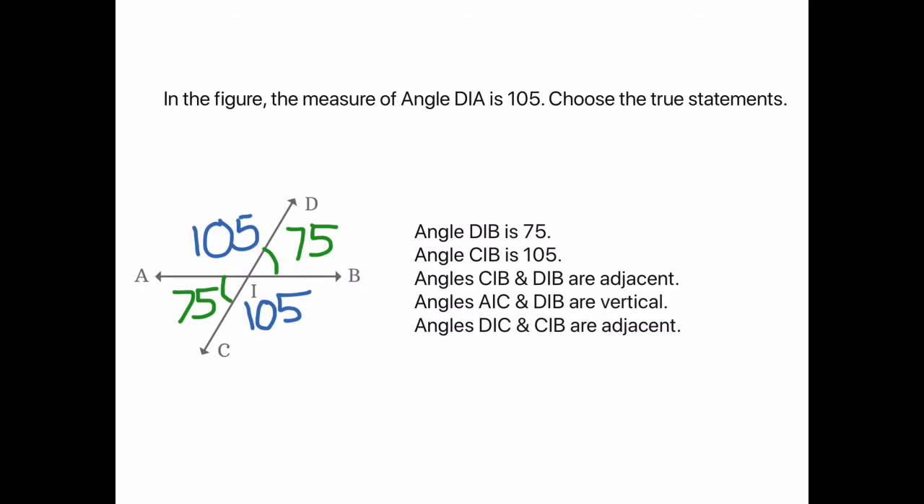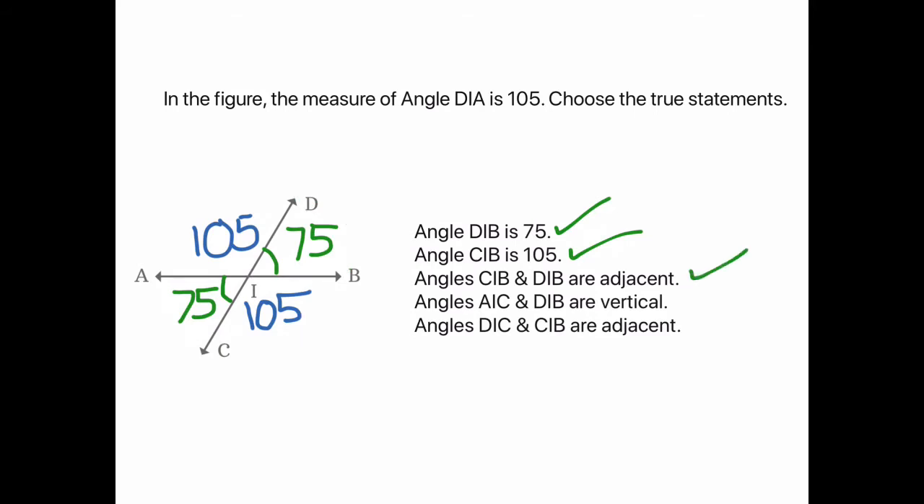Angle DIB is 75. That is true. Angle CIB is 105. Also true. Angle CIB, this one here, and DIB here are adjacent. Yes, they share a line and a vertex. That is a true statement. And let me erase those two lines real quick. So we'll mark that down.